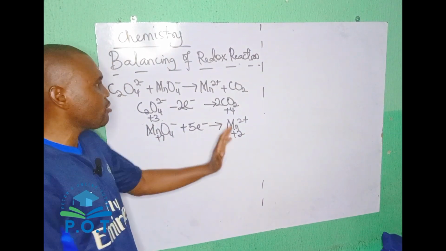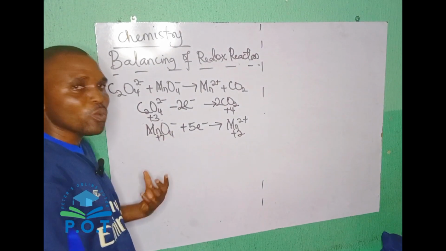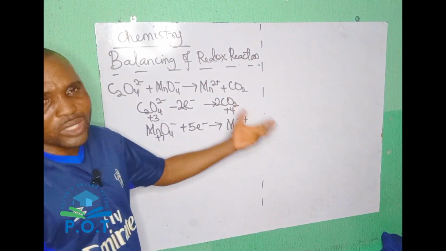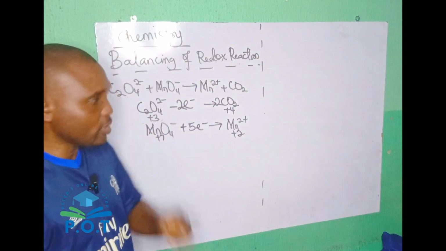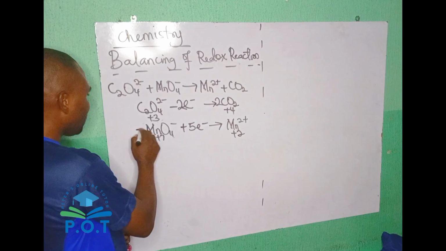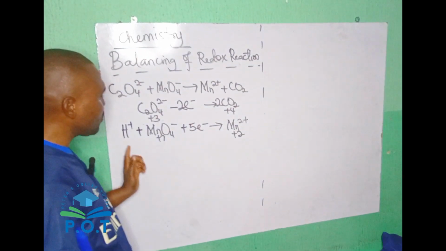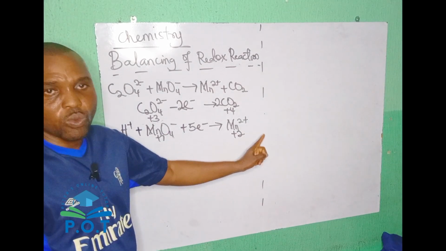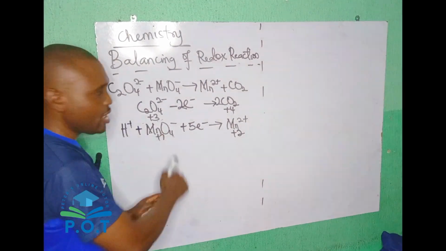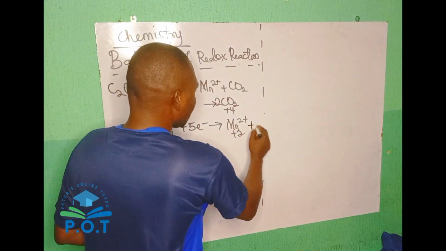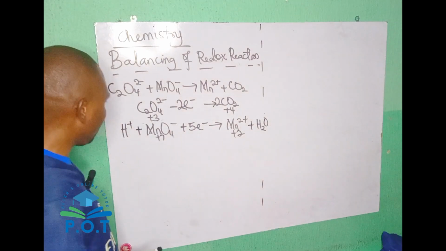Now, if you have this kind of redox equation or redox reaction, and there is oxygen on one side and there's no oxygen on the other side, the best thing for you to do is to introduce what? Hydrogen. So I'm going to introduce hydrogen here. The reason why I'm bringing hydrogen here is because hydrogen will react with oxygen to give us what? H2O. So if I have H here and there's an oxygen here, it means that I'll be having H2O here.